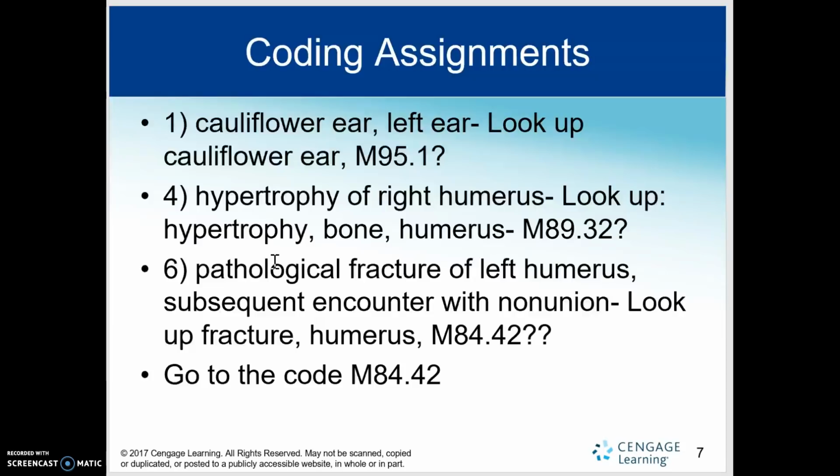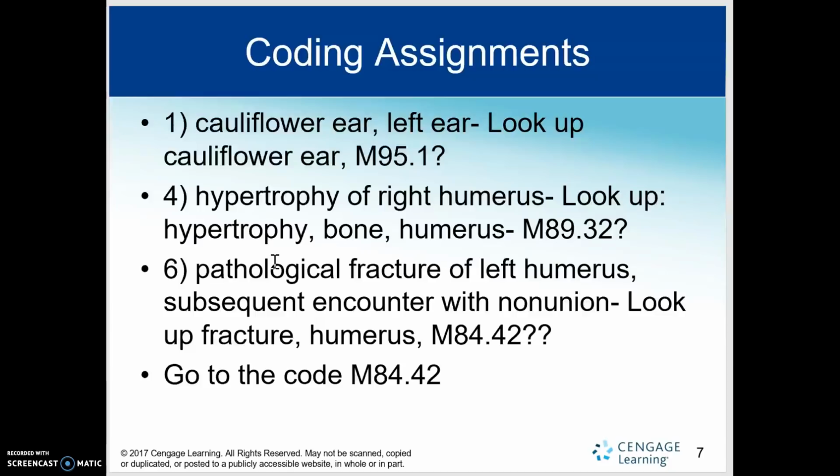M89.32 says hypertrophy of the bone of the humerus, and ours happens to be the right humerus. So we have M89.321. So your entire code for number 4 is M89.321.